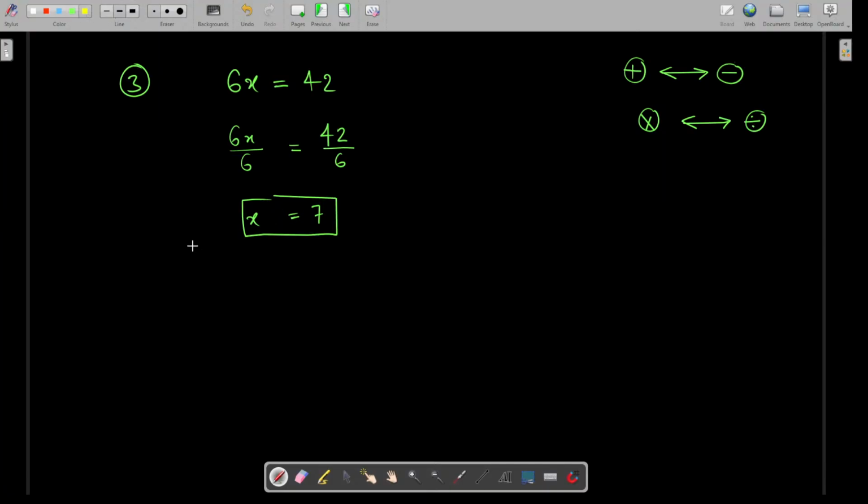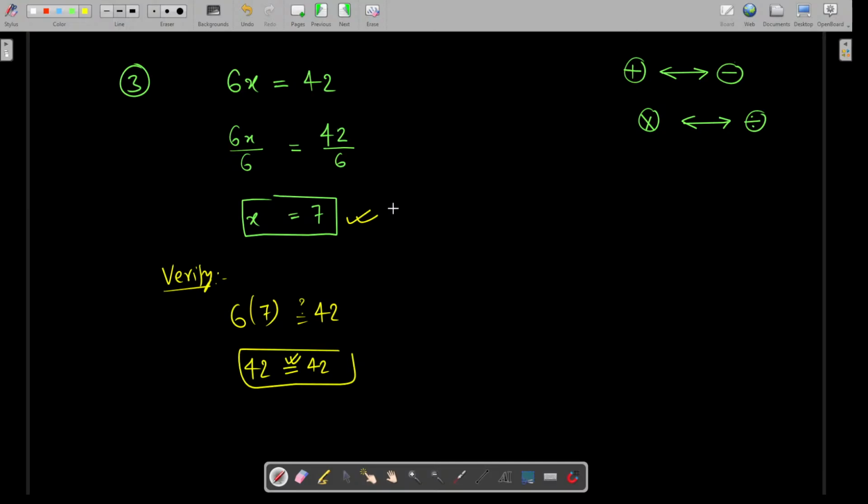Again, we can cross-check our solution, or verify whether our result is correct or not. When we put it in our original equation, we replace the x by 7. So 6 times 7, is it equal to 42? Yes, 6 times 7 is indeed 42. 42 equals 42. That means this solution is correct.